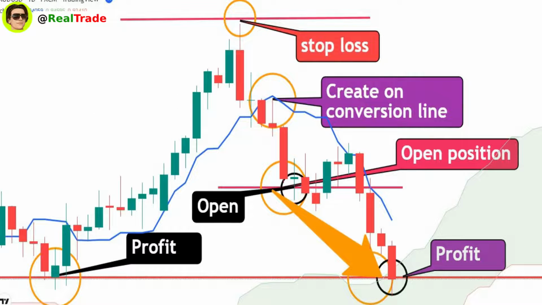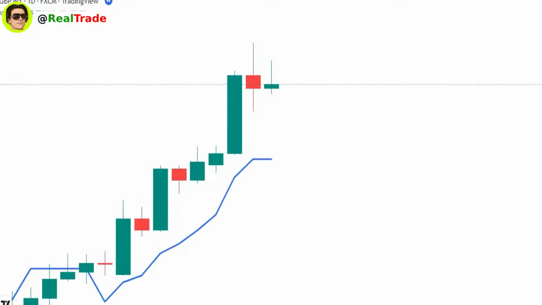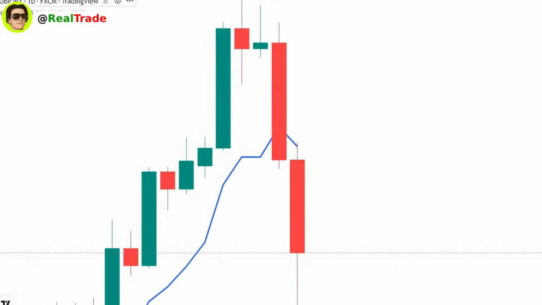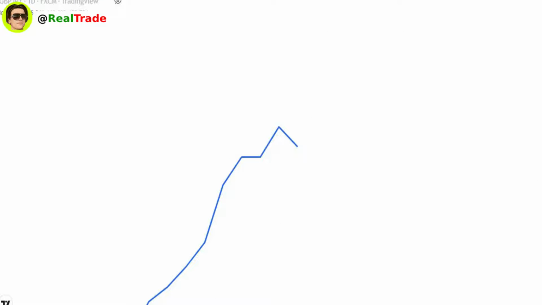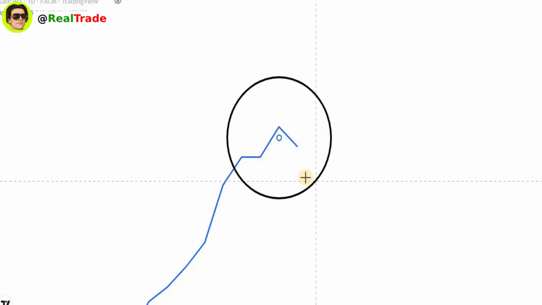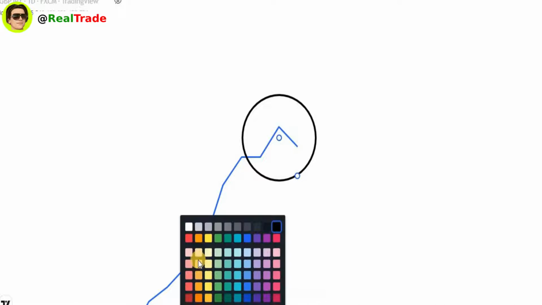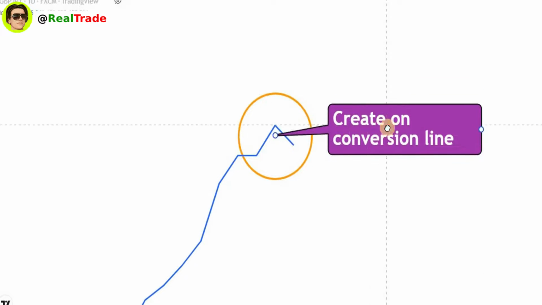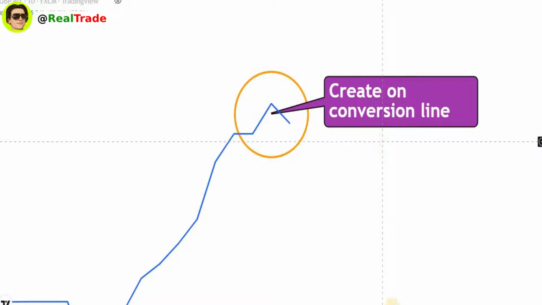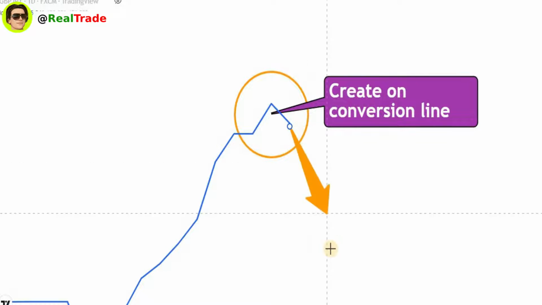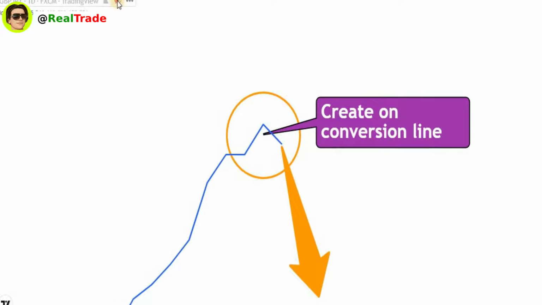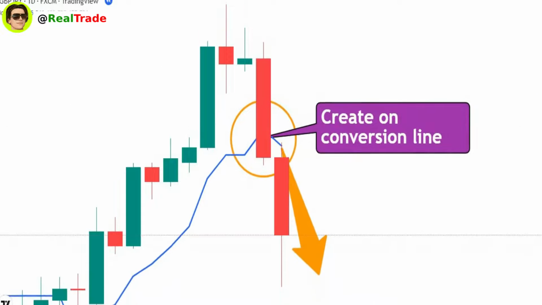Look at this position. Yes, another. Continue. Yes. High candle. This area. Created on the conversion line. Create pattern sells. Yes, this pattern is sell. Stop loss is the end of candles.